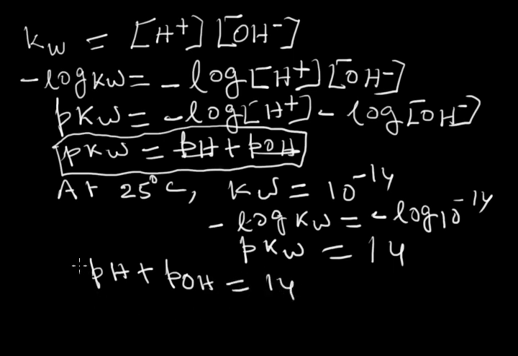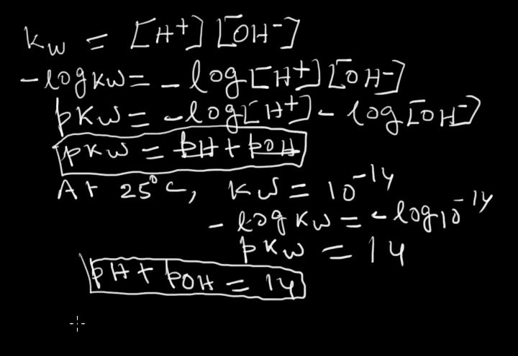Mind it, this relation is applicable only at temperature 25 degrees Celsius. That is the temperature taken as standard, 25 degrees Celsius. So the pH of a solution cannot be greater than 14 and it cannot be less than 0. pH and pOH always add up to 14.